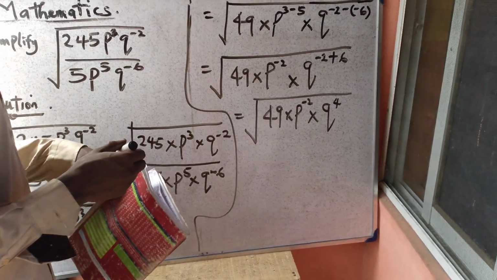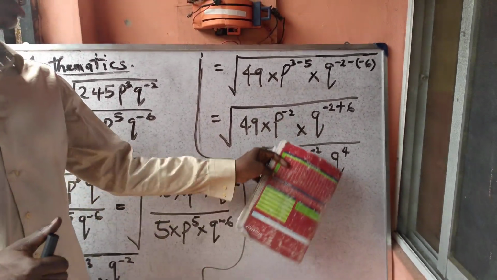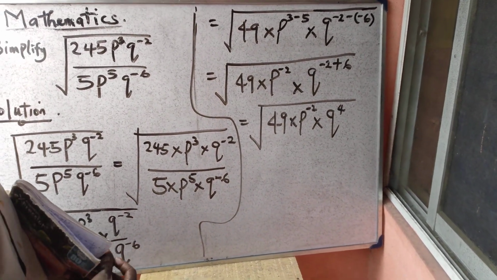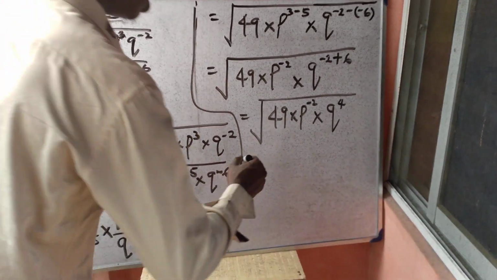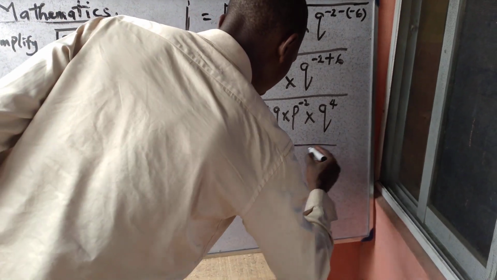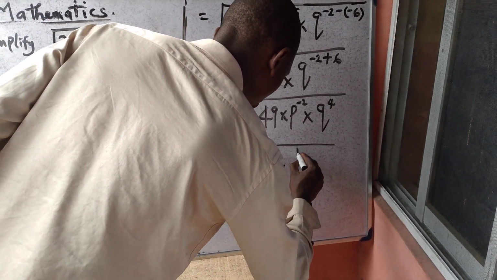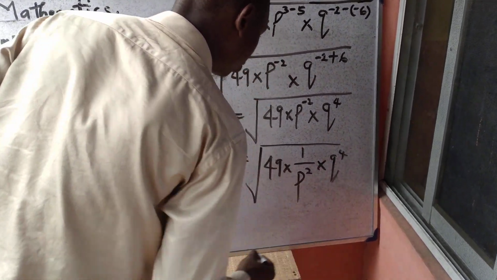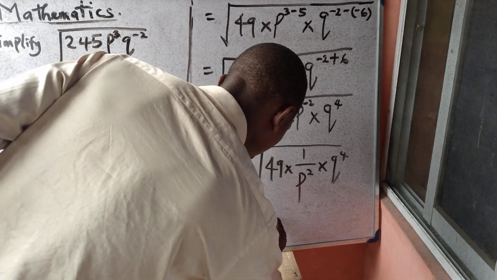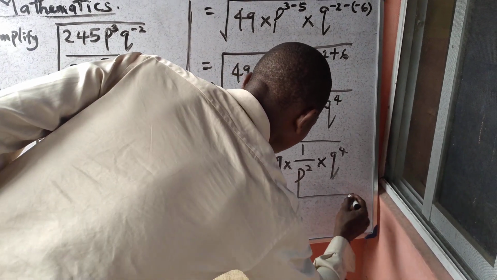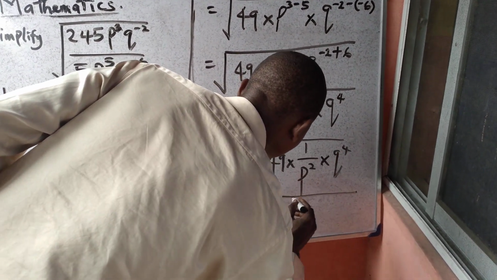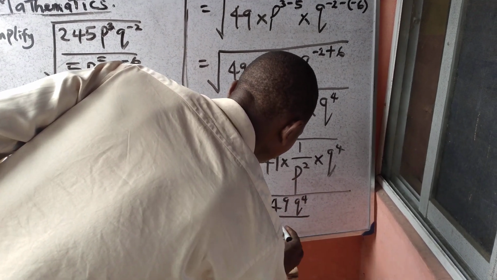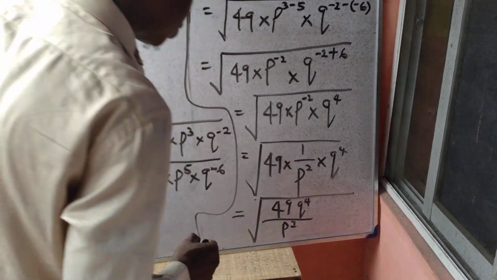Alright, so at this point, what do you do next? You convert this p raised to power minus 2, which is a negative index, to a positive index. Now converting that to a positive index, you have the reciprocal, which is 49 times 1 over p raised to power 2 times q raised to power 4, which is the square root of 49 times 1 times q raised to power 4. This is 49 q raised to power 4 all over p raised to power 2.